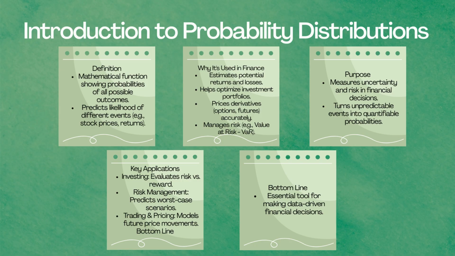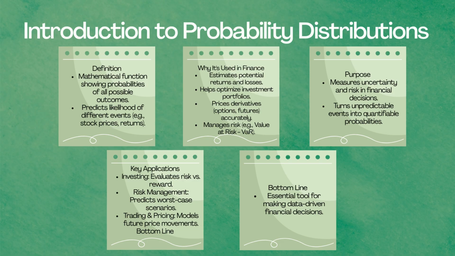Hi everyone, today I'll explain what a probability distribution is and why it matters in finance. Definition: it's a math function that shows how likely different outcomes are, like stock returns or prices. Purpose: it helps measure risk and uncertainty by turning unpredictable events into numbers.